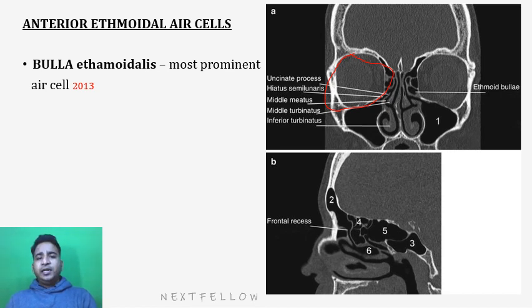The first one is the anterior ethmoidal air cell, which you can see here. This is my ethmoidal bulla, which is the largest anterior ethmoidal cell, also known as bulla ethmoidalis. This is the most prominent air cell present in the middle meatus. Here in the CT scan, this is my middle meatus. This is my uncinate process, so I'll write it down by U. The uncinate process is guarding the opening of the maxillary sinus. This is my middle meatus, and this is my bulla ethmoidalis. In this diagram, which is the sagittal section, you can see my bulla ethmoidalis.